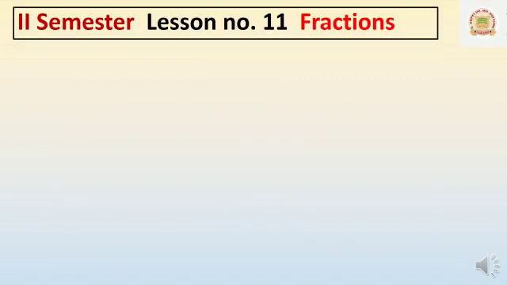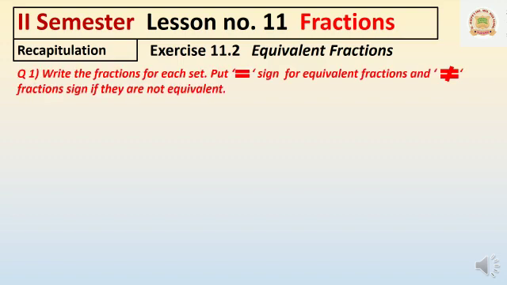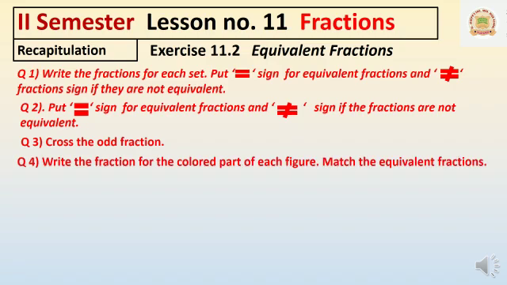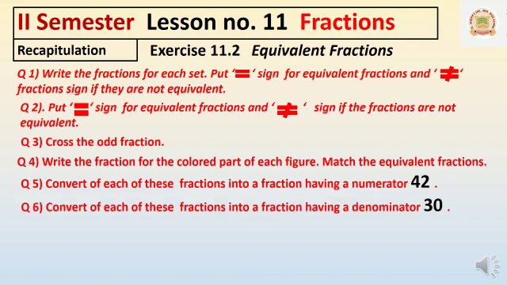Children, in the last video, we completed the remaining part of exercise 11.2 because it was the biggest exercise. So we made two parts. In the second video, we completed that exercise by completing 6 questions. That is, write the fractions for each set by putting equal to, not equal to sign. By seeing the diagram, we have to put equal to, not equal to, cross the odd fraction, write the fraction for the colored part of each figure, and convert these fractions to have the numerator 42, and convert these fractions to have the denominator 30. This we have completed in the earlier video.